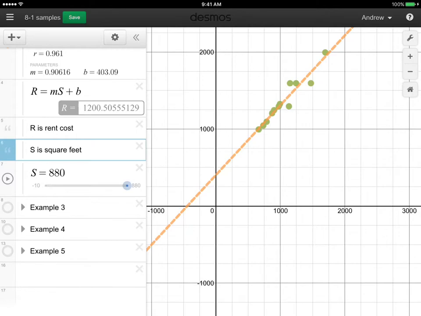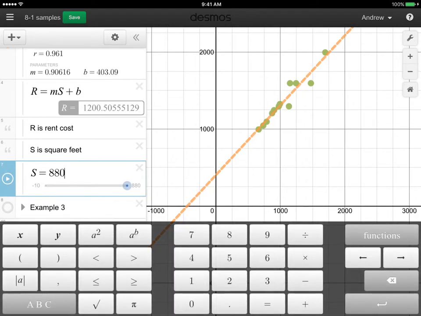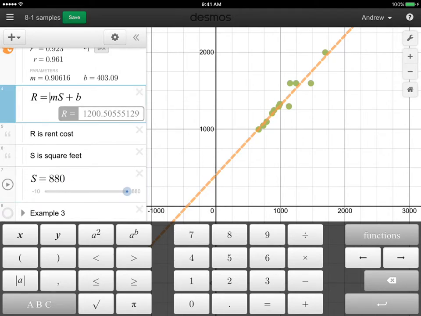So if I essentially do an s value, you can see down here I have an s value of 880. If I put 880 in for s and I use the m and the b up here, which are going to be the exact same m and b as I have just up above there, then I can get an approximate cost for this apartment. So this apartment would approximately cost $1,200.51 if I were going to the nearest cent. If it was the nearest dollar, I'd just say $1,200. There's that one.